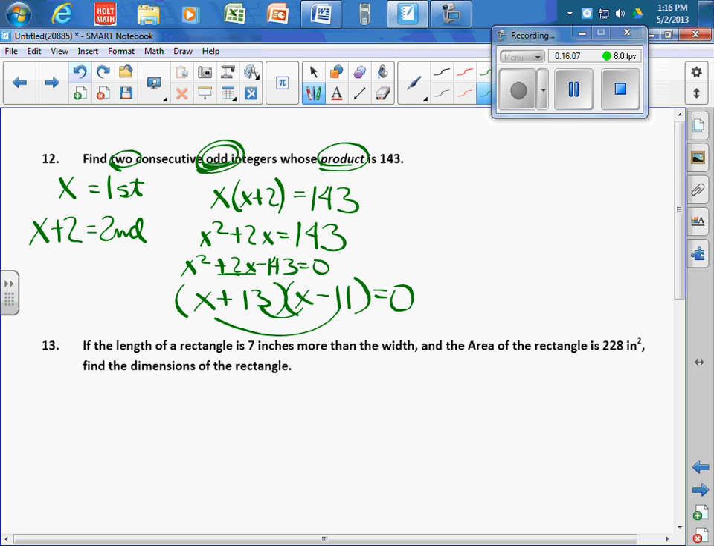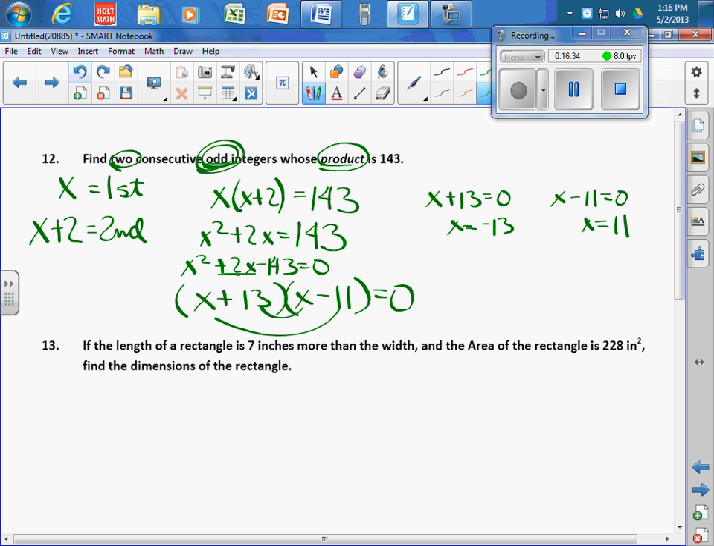Now, think about this. You're finding two different x's, right? Because of the x squared, we're going to have two different x's. So what's x in the first case? Well, x is equal to negative 13. Well, what's x equal to in the second case? Well, it's equal to 11.